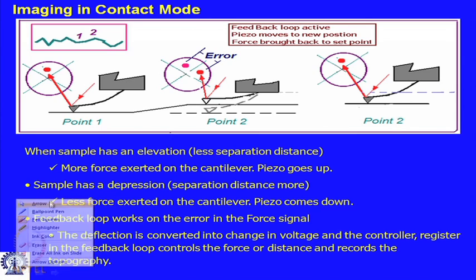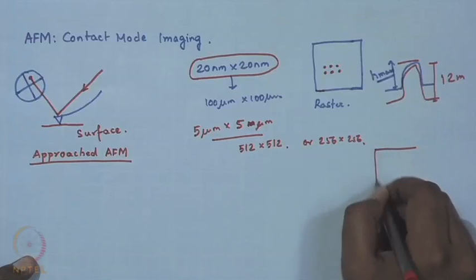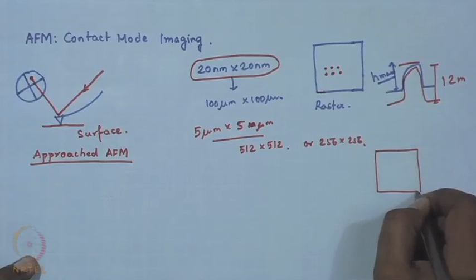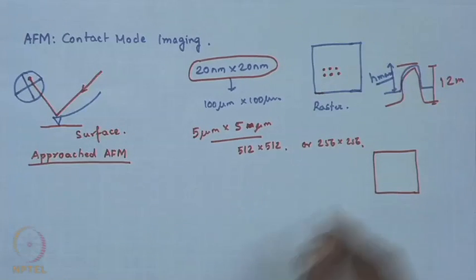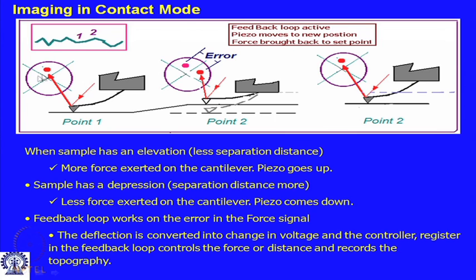Okay. But let us see now how imaging is done in the contact mode. So, let us say that the AFM has approached at location 1. What is this point 1? It is part of this rastering zone, and let us say it has approached over here at one of the edges. So, this is point 1 where it has approached, and this is the piezoelectric scanner to which the cantilever is mounted.